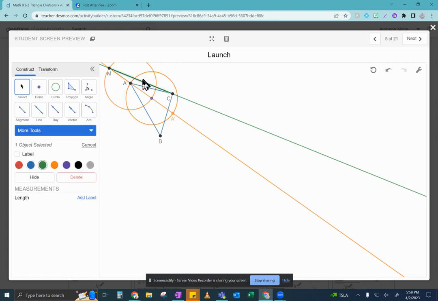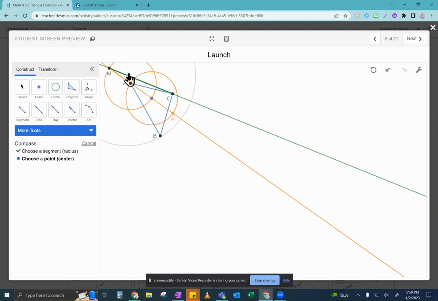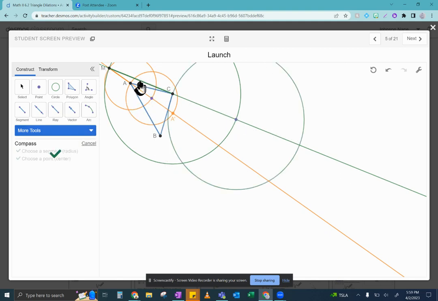Okay, so now that you have a radius, you're going to go to more tools and click on compass. Then click on that radius that we just made, that segment, and we're going to count 3 radii. So here's 1, here's 2. I'm going to click on it again, and that would be 3. So 1, 2, 3.